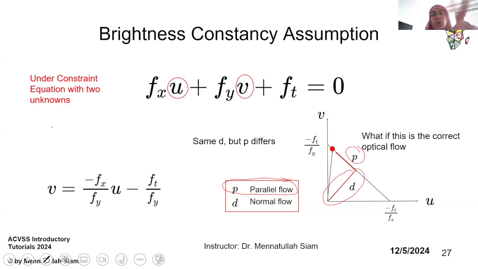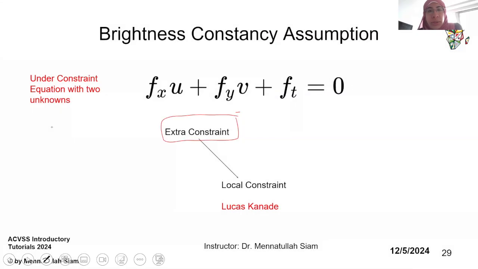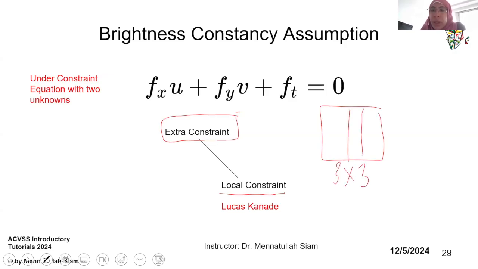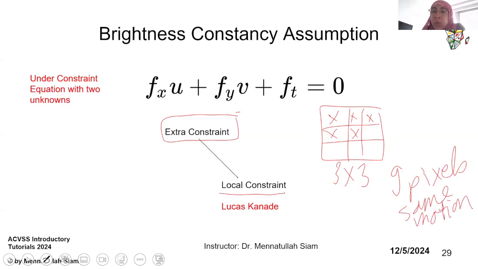First, before starting anything, we have one equation and we have two unknowns. So of course we need to increase the equations. So let's do that first. The extra constraint here is the local one. A local constraint is that we're going to assume that locally, let's assume a 3x3 area of pixels, there's some smoothness in the motion. So the motion of this pixel is gonna be similar to all of these. So these 9 pixels are all going to have the same motion. It's called smoothness.